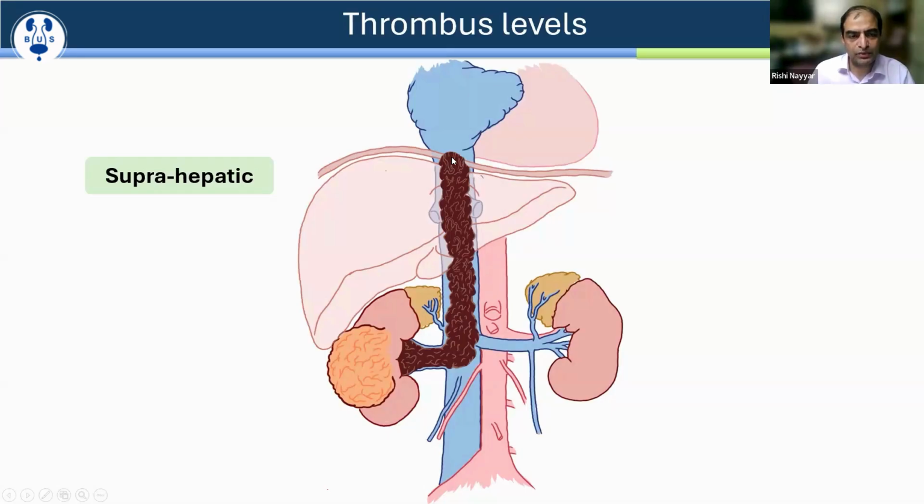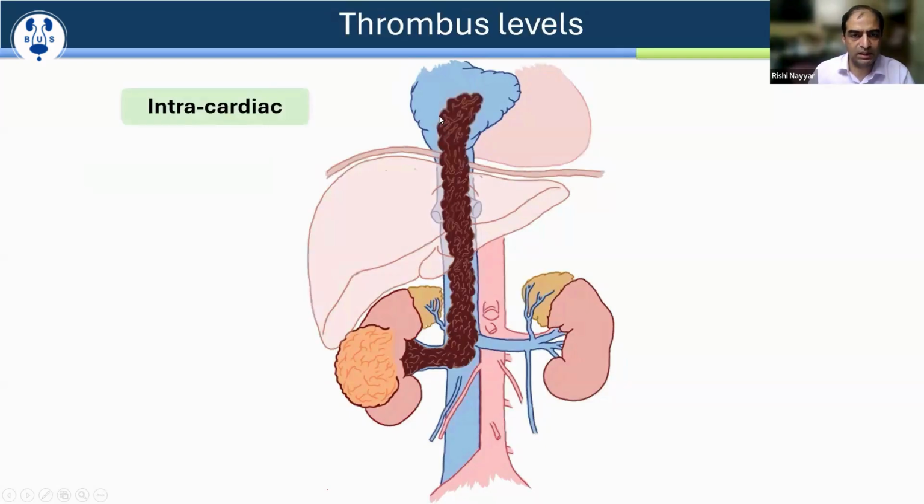Here the control may be required. So the management of thrombi which are below the diaphragm would be different from those which are above the diaphragm. And then the last level is the intracardiac. Even in intracardiac, the thrombus may remain within the right atrium only. Sometimes it grows or pouts into the right ventricle also.